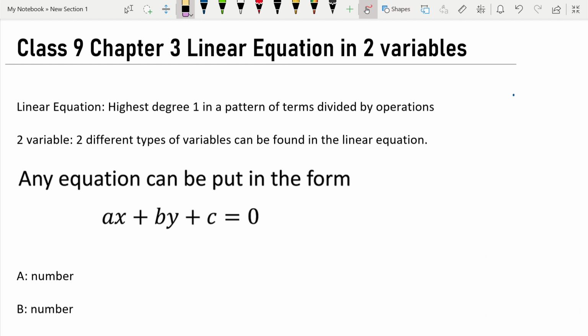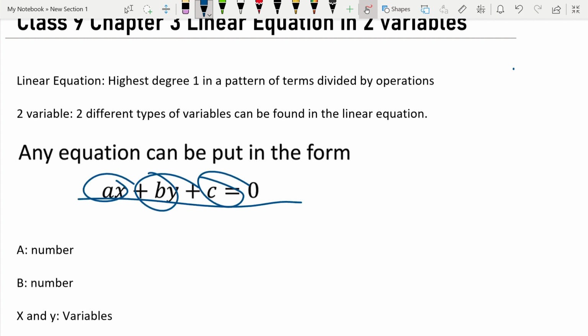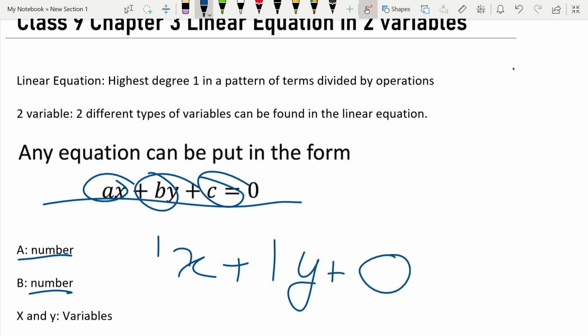So, an equation that can be put into ax plus by plus c is equal to 0 is a linear equation in two variables. How? a is a number, b is a number. So you've got 1x plus 1y plus c, where c is a constant, 0, is equal to 0.